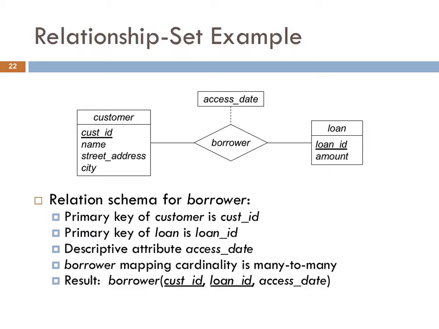And then you look at the mapping cardinality and you say, well, borrower is many to many. Since any loan can appear multiple times and any customer can appear multiple times, both of those attributes together have to be part of the key for borrower. Okay? So that's why we end up with the design that we have. Does that make sense? Are there any questions about any of this? You'll get to practice this. Straightforward, right?